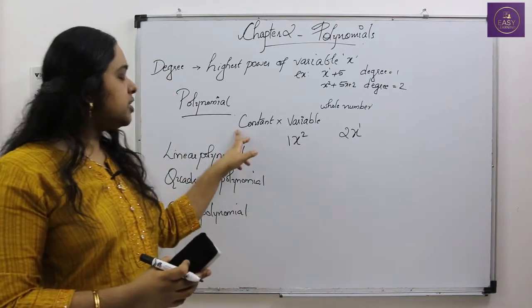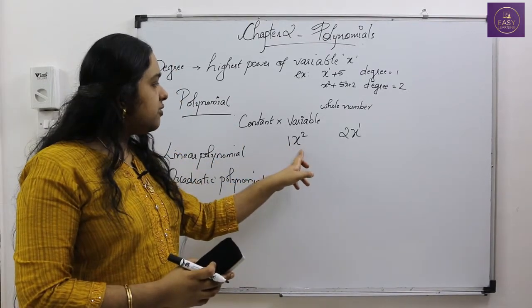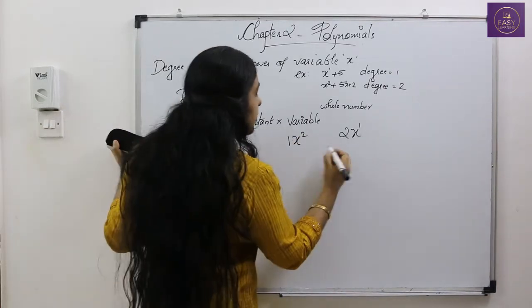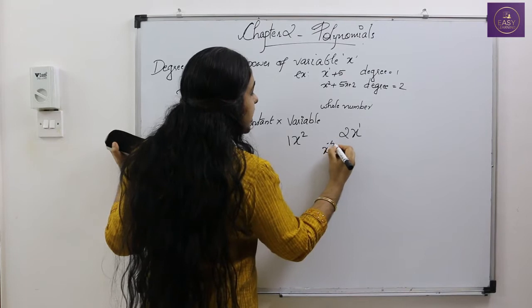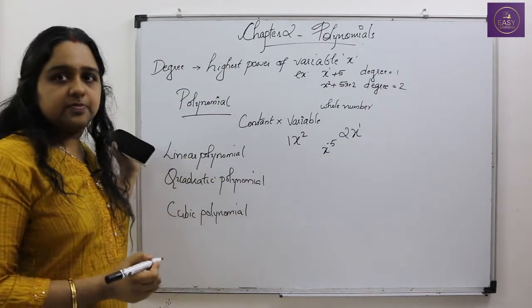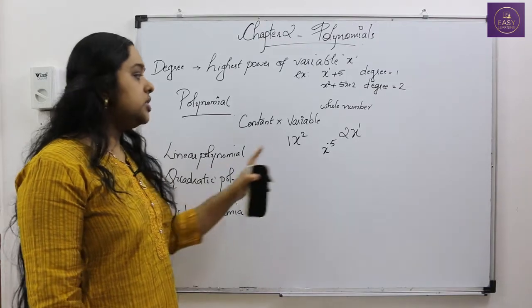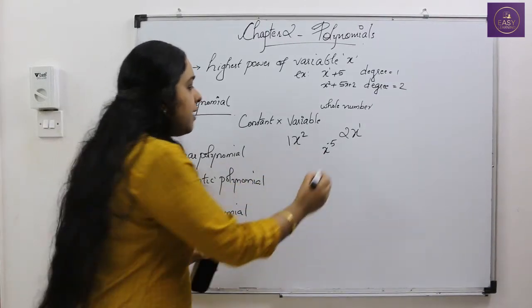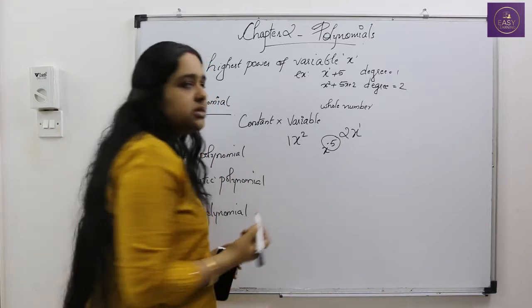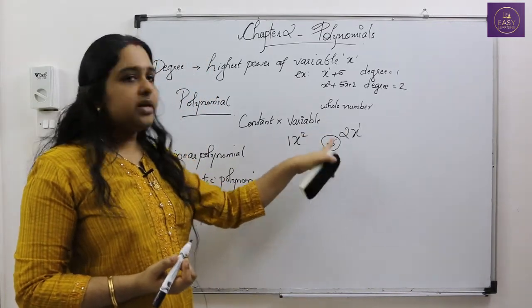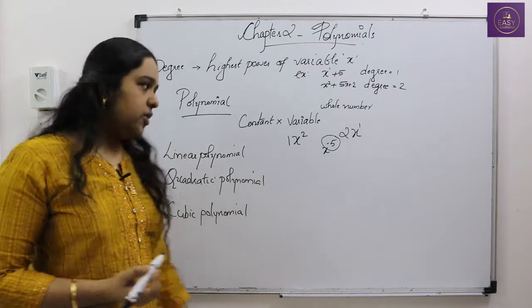So this is also of the general form a constant into variable raised to whole number. Okay. Let me ask you, x raised to minus 5 is a polynomial or not? No, it is not a polynomial because the power of x is minus 5. Minus 5 is not a whole number. So x raised to minus 5 is not a polynomial.